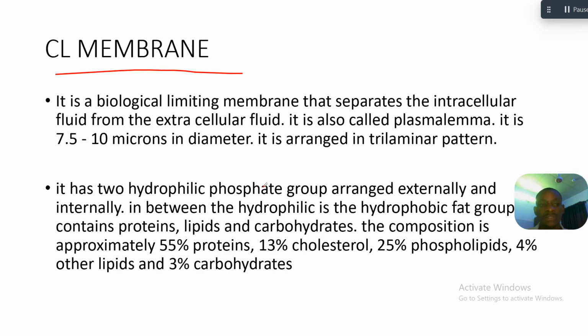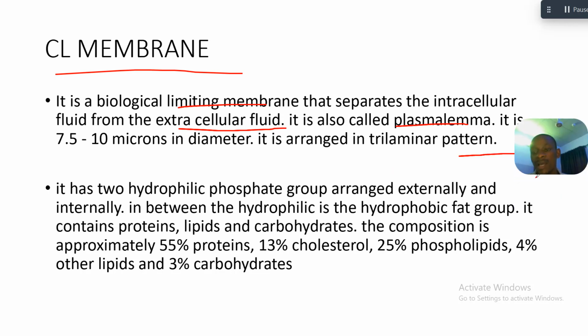Okay, so let's talk about this. We say that the cell membrane is a biological limiting membrane that separates the intracellular fluid from the extracellular fluid. Now, it is called plasmalemma. It is 7.5 to 10 microns in diameter. It is arranged in what? Trilaminar pattern. This tells you that it's a tri-layer, okay? It's a three-layered structure, okay?